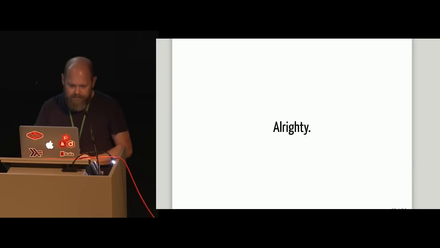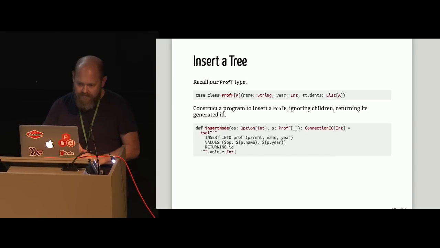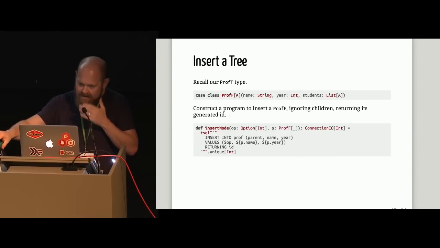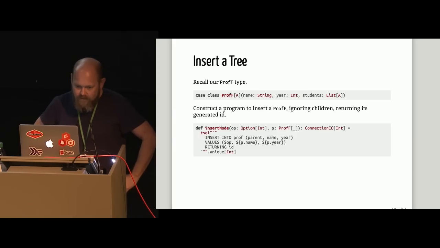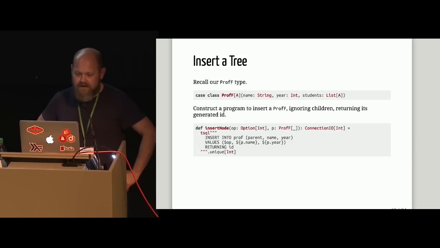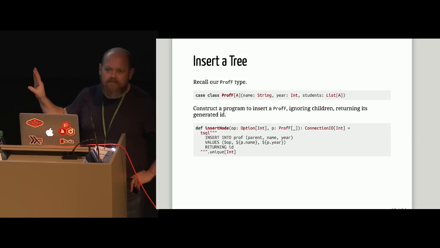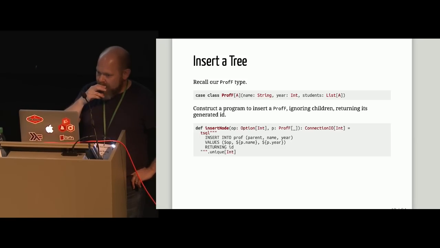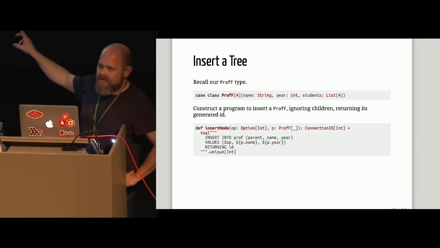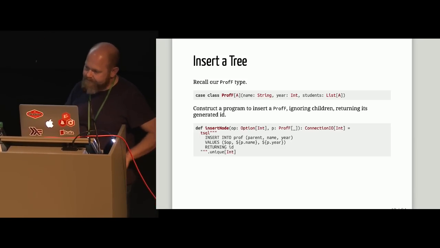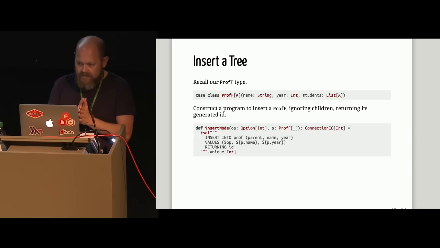So back to our problem. Recall our PropF type. So what we want to do, this is the first thing we're going to do, is construct a program that inserts a PropF, ignoring its children for now, and returning the generated ID. And note that by the type, we know that it can't do anything with the children because it doesn't know what the type is.